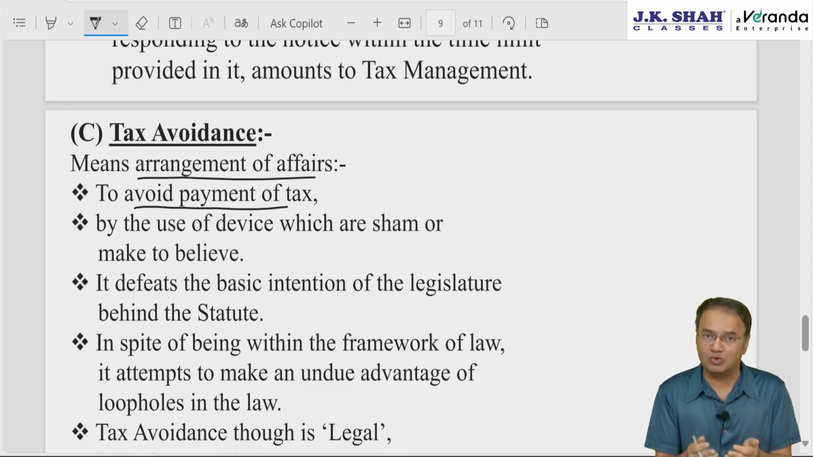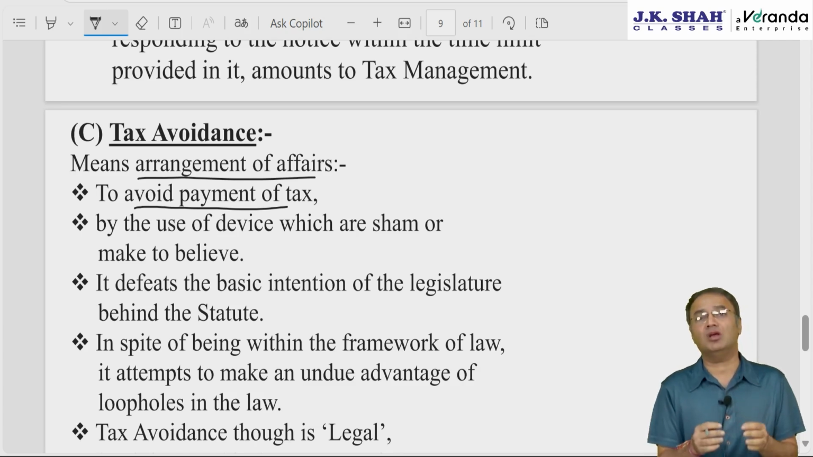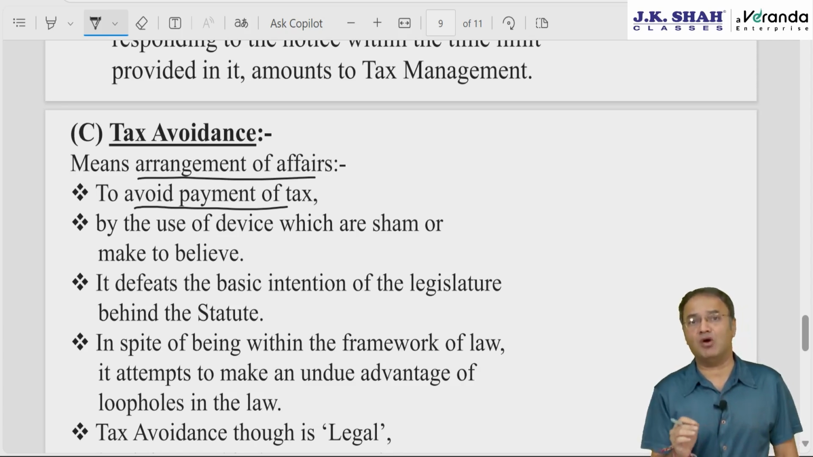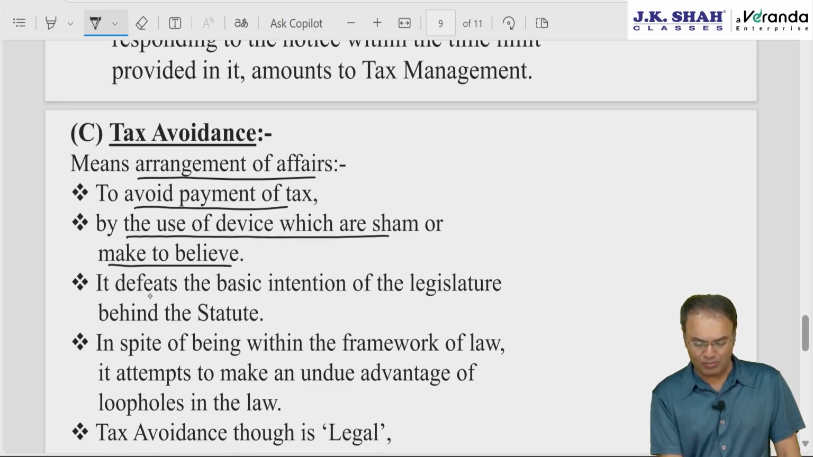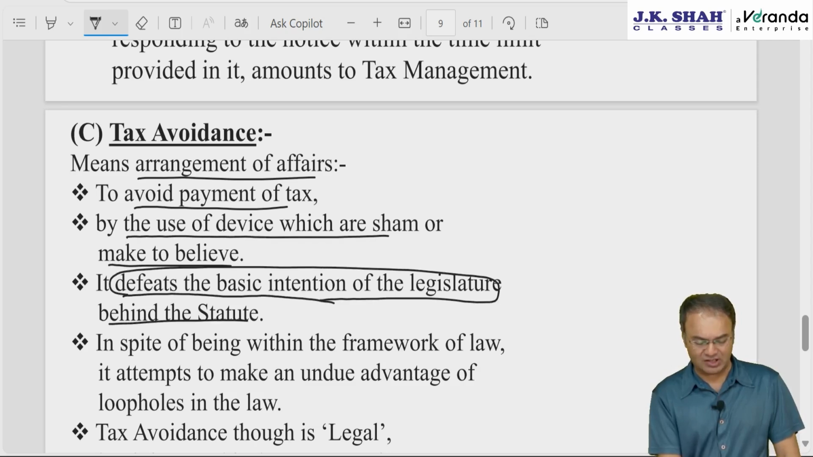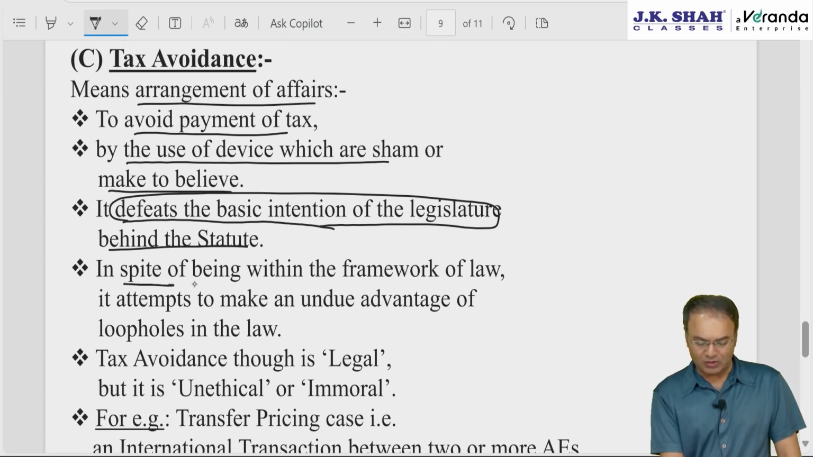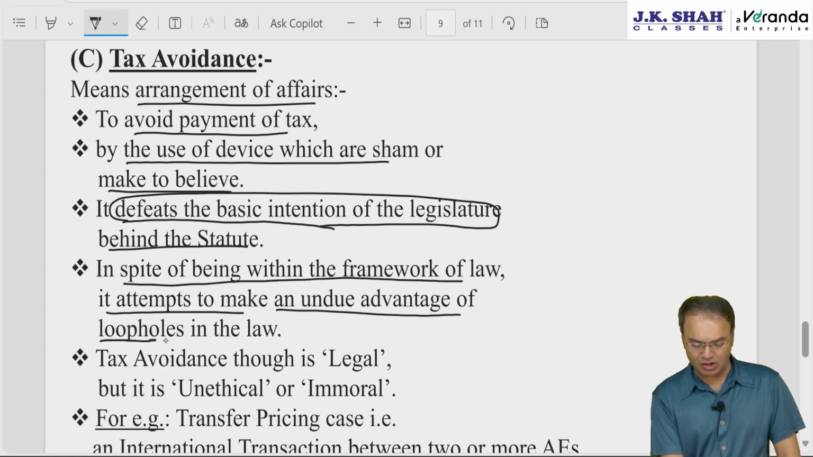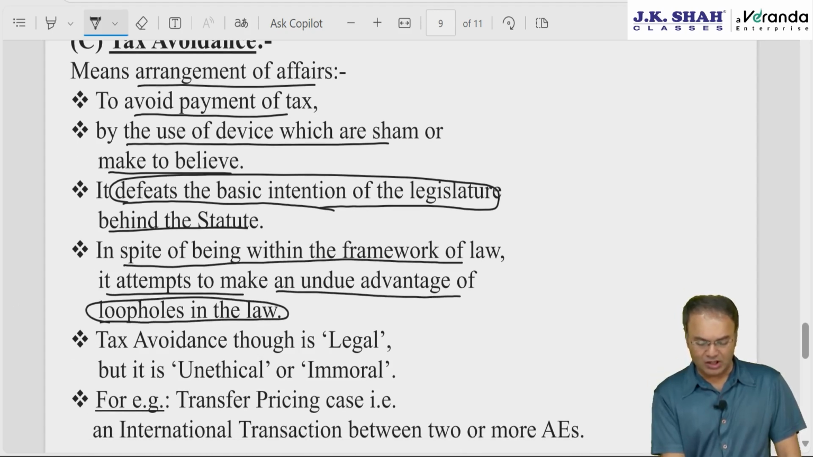Government never wanted you to claim this, but you claimed it in a smart way by finding out a tax loophole. By the use of a device which is a sham or make-believe, it defeats the basic intention of the legislature behind the statute. In spite of being within the framework of law, it attempts to make an undue advantage of loopholes under the law. It is legal, but it is unethical.